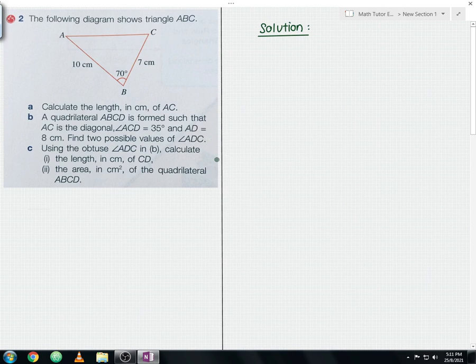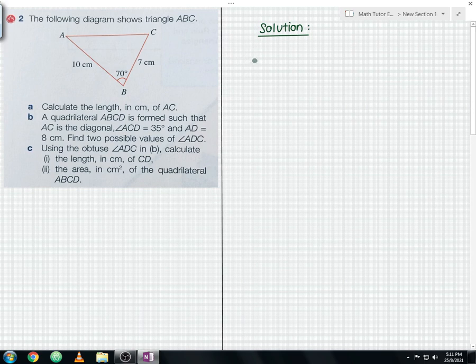Okay, so continue to read the question part C. Using the obtuse angle ADC in question part B, calculate the length in centimeter of CD and the area in centimeter square of the quadrilateral ABCD. So this is the overall question.